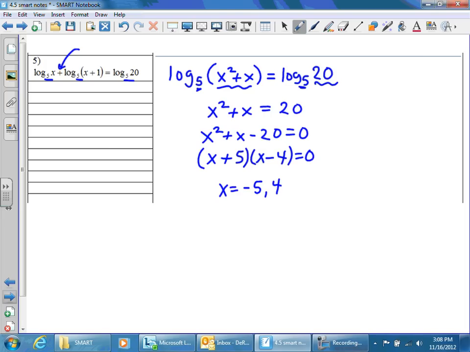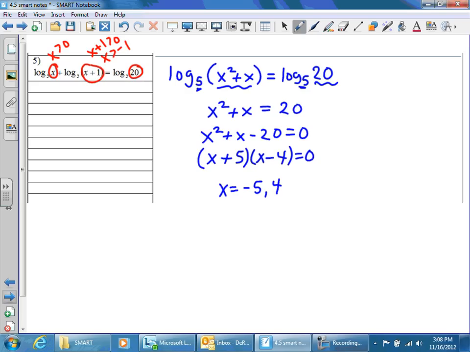Alright, but with logs sometimes it can get tricky and we need to check out what's going on. So let's go back to this original and look a little bit further. I know the inside of a log has to be positive. So here x has to be greater than 0. Here x plus 1 has to be greater than 0, and that's just a number, so I don't need to worry about it. Well, solving here, I see x has to be greater than negative 1.